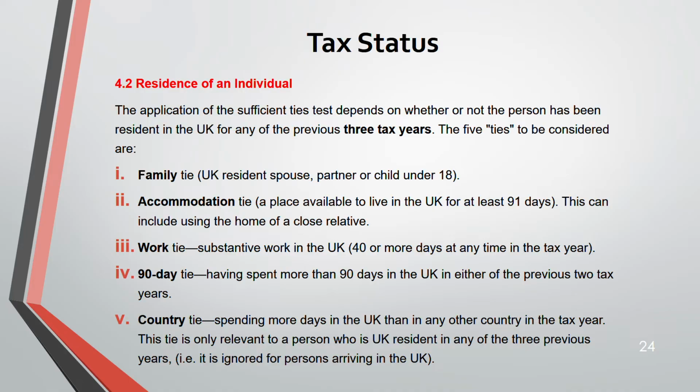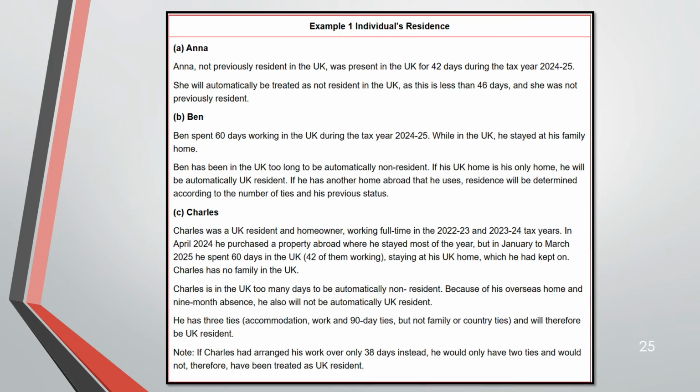If you are first time arriving in UK, you can't be a resident in any of the 3 tax years, and you are arriving in UK for the first time. So country tie is ignored, we take the other 4 ties: family, accommodation, work, and 90 day. But if you are UK resident in any of the previous 3 tax years, we take the country tie also, all the 5. If you are not UK resident, only the first 4 ties: family, accommodation, work tie, 90 day. Now, this example.